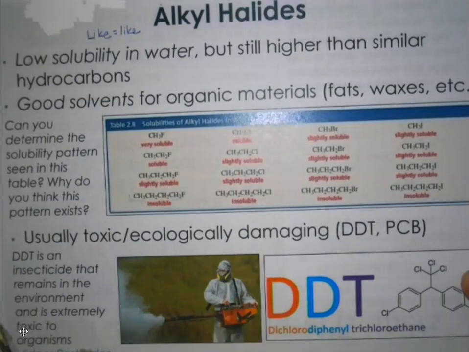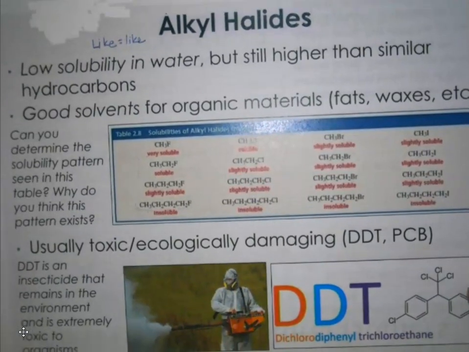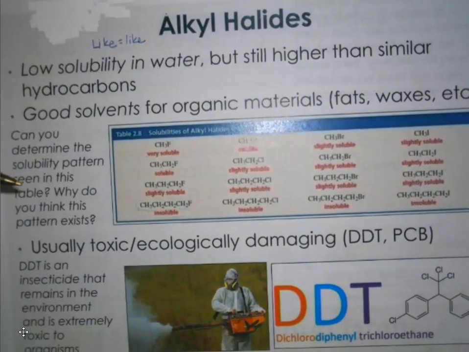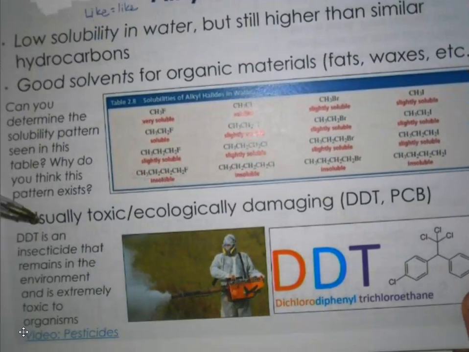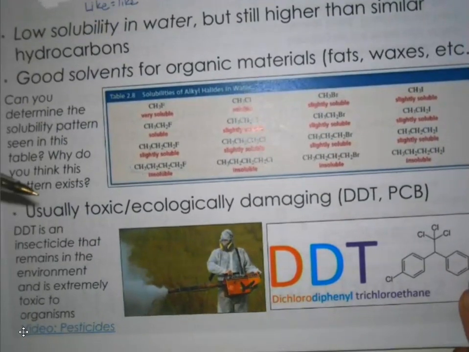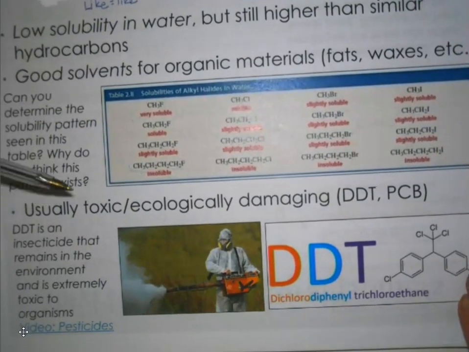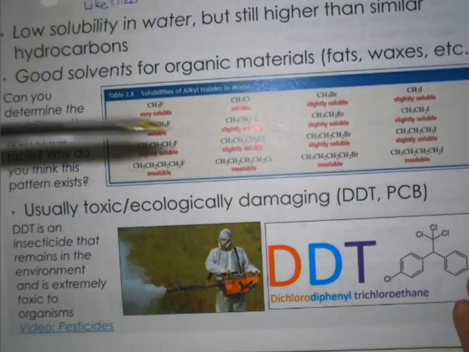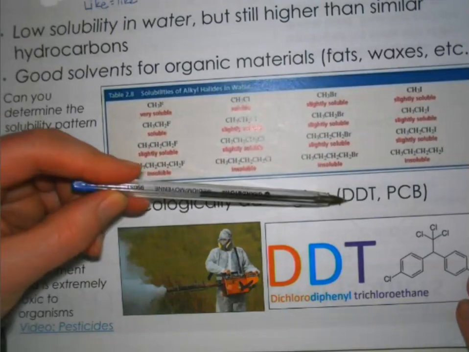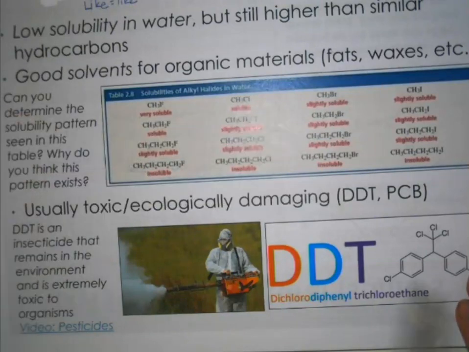Okay, so those are the types of comparisons you'd be asked to do in test questions. The last thing to be aware of for the alkyl halides is that a lot of the ecologically damaging or toxic substances that we see are part of this organic compound group. So you might have heard of DDT, probably especially if you took Bio 20.